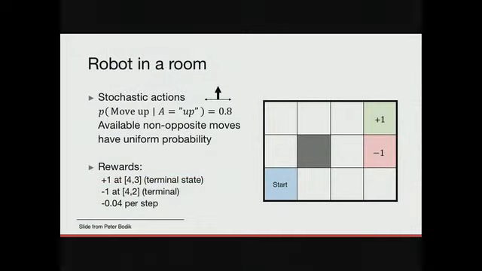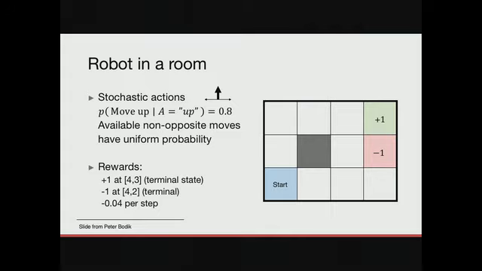The rewards in this game are +1 in the green box up there, and -1 in the box here. And these are also terminal states. So I haven't told you what that is, but it's essentially a state in which the game ends. So once you get to either +1 or -1, the game is over.